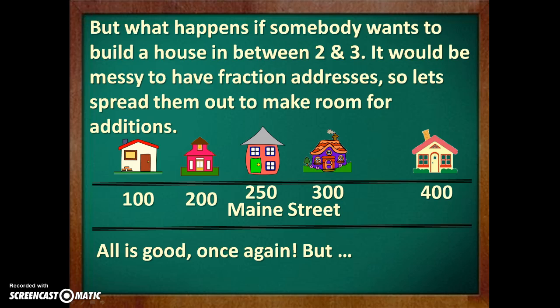But what happens if somebody wants to build a house in between house 2 and 3? It would be messy to have fraction addresses. So instead of numbering them 1, 2, 3, 4, let's spread them out a little bit. And so instead we will label them 100, 200, 300, 400. So we can easily put a house in between 200 and 300 and call it 250. So again, everything is good.